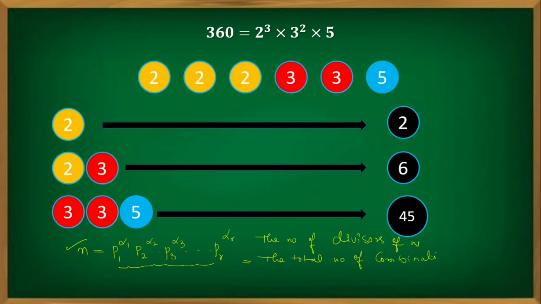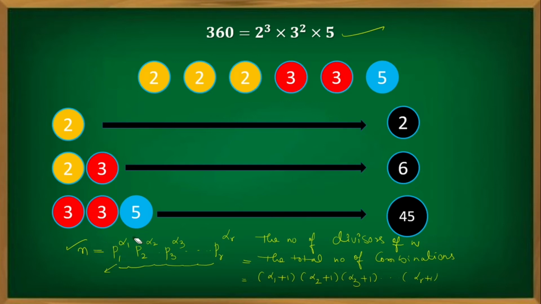How to think about this? Total number of combinations means here p1 is a prime. You can think of a ball of a color, let's say a yellow ball. How many are there? Alpha 1. So the total number of selections will be alpha 1 plus 1, like I explained in the previous example. So alpha 1 plus 1 for p1, and for p2 you write alpha 2 plus 1, and for p3 alpha 3 plus 1, and so on up to alpha r plus 1. Simple. For every power of a prime you have to add 1.